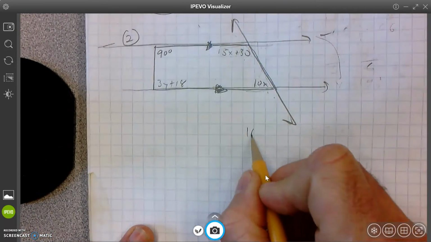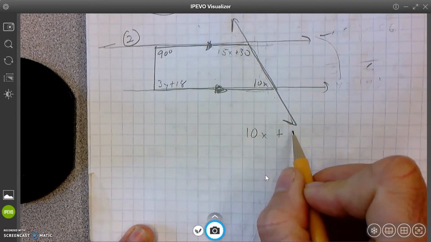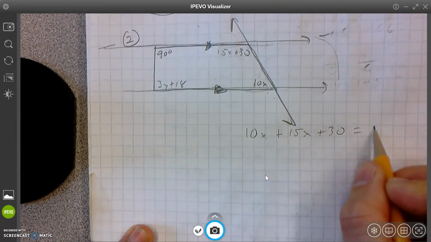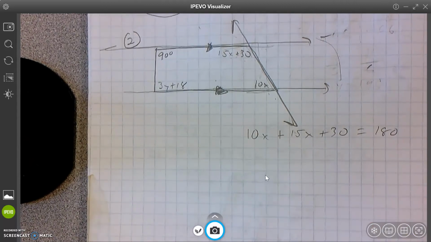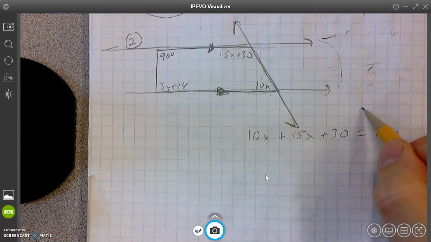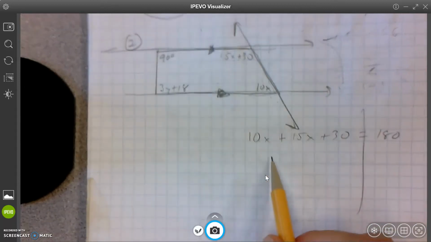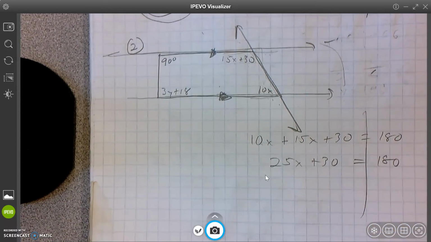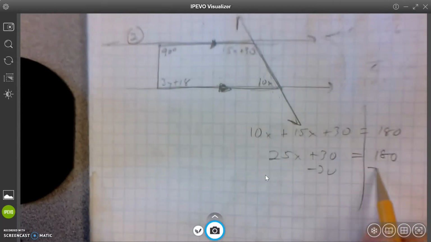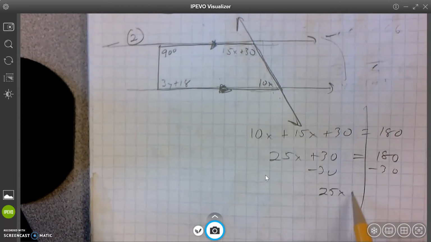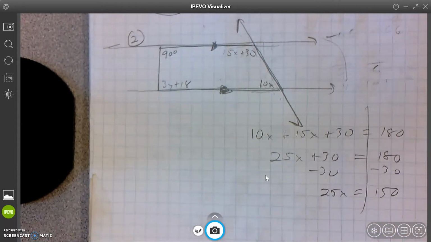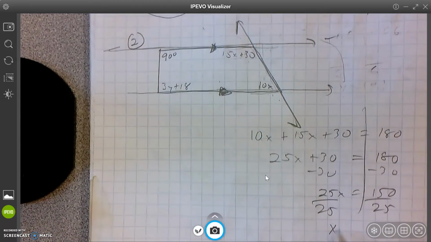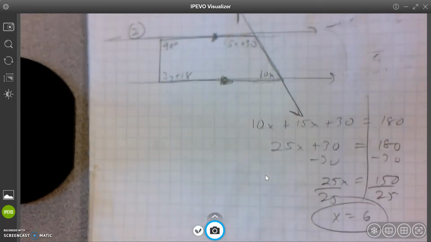So now I'm going to write 10x plus 15x plus 30 equals 180 degrees because they're supplementary. Supplementary angles add up to 180. 10x and 15x are 25x, combining like terms. Solve this with me. Now I'm going to subtract 30. 25x equals 150. Divide by 25. How many quarters are in $1.50? That would be 6. There you go. So the answer is 6.